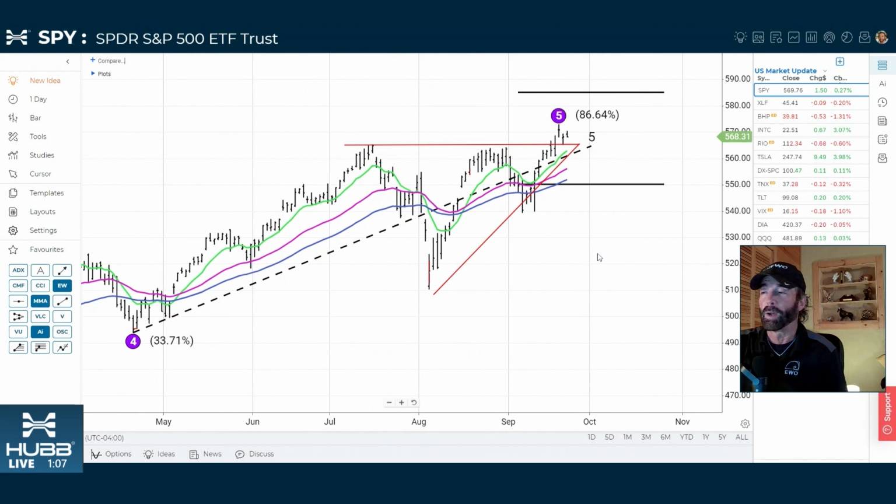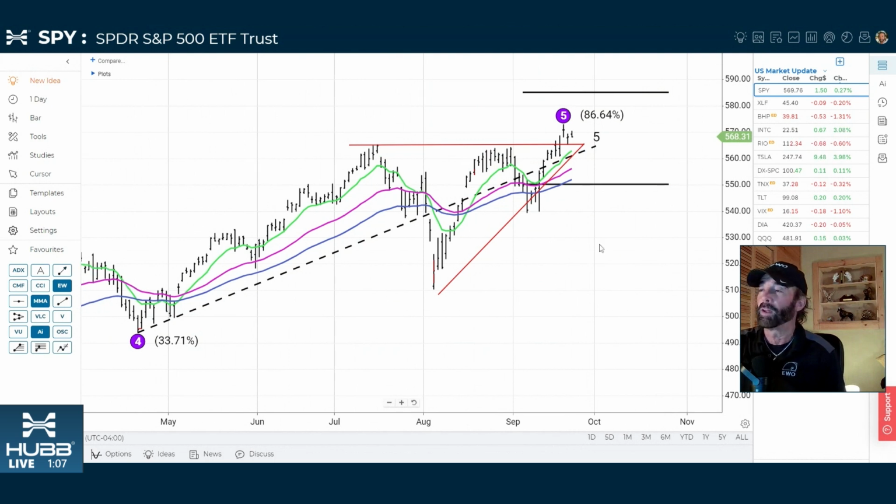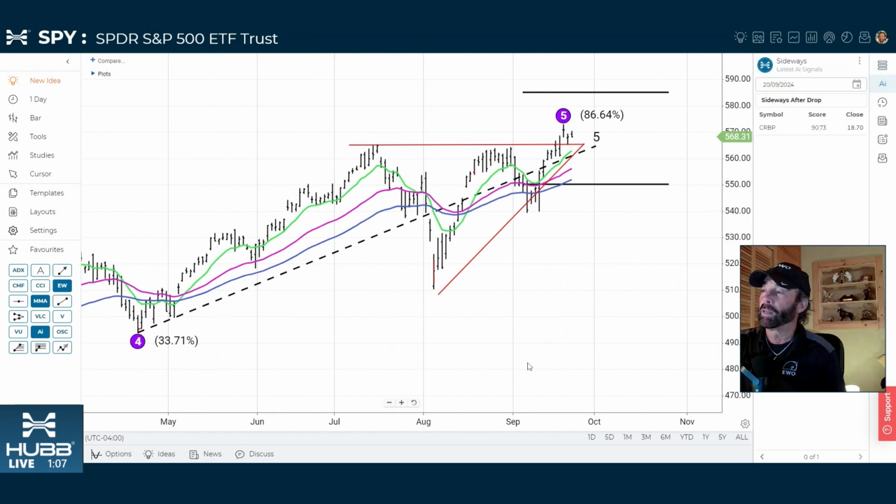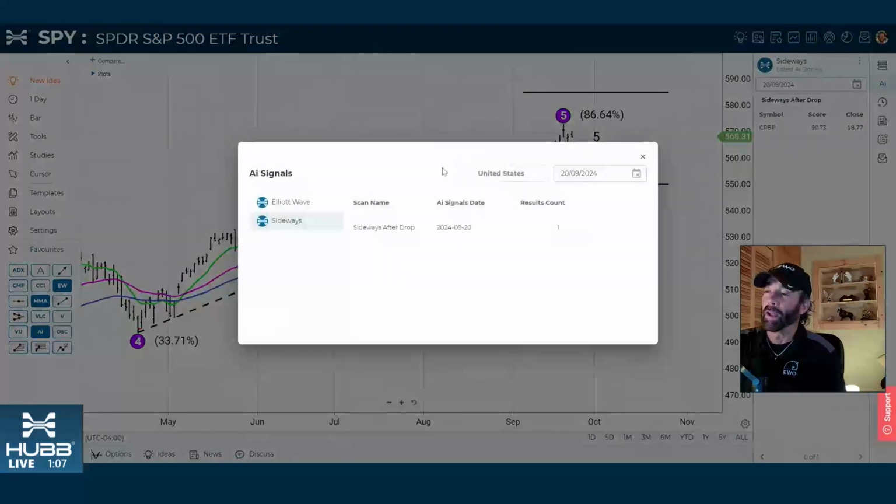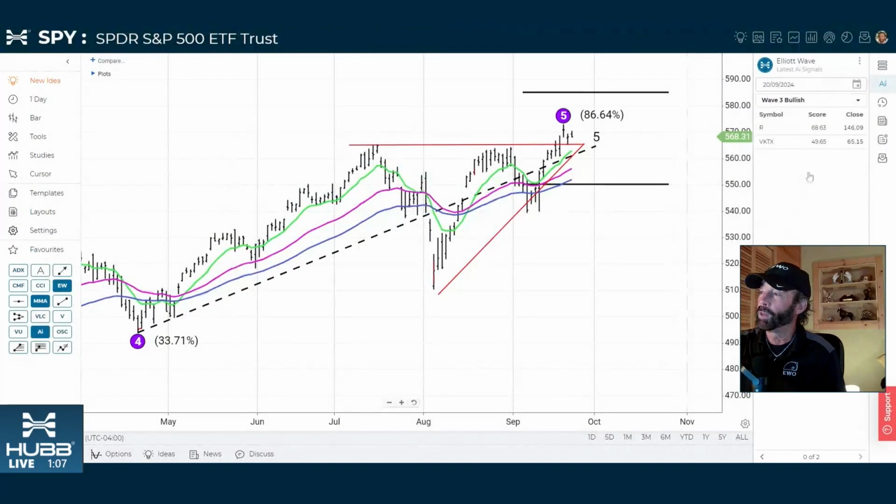We'll know within the next couple of trading days, maybe by the time we get to the insiders meeting Thursday night. But if I come over here and look at the AI, when we look at the bullish signals, you can see that there's only two, symbol R and symbol VKTX, neither with a score above 70. So nothing that we would want to be interested in.